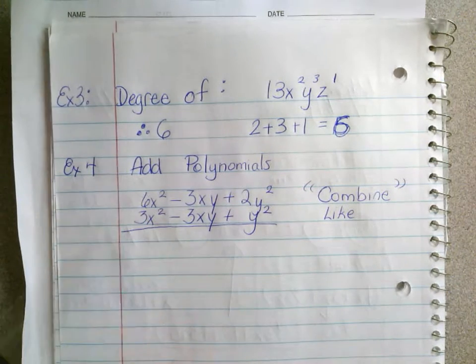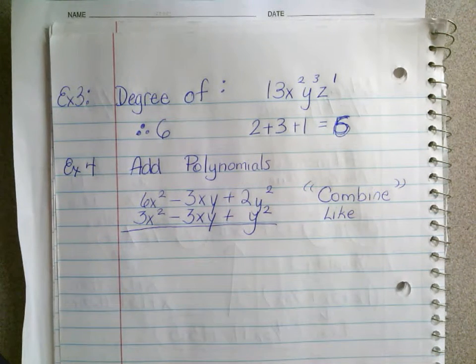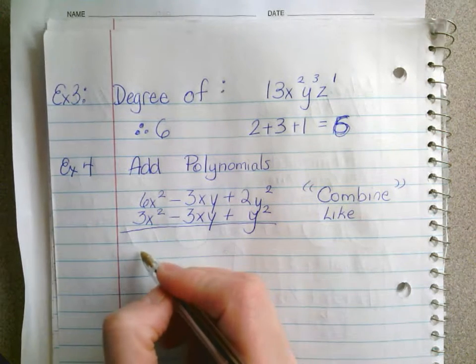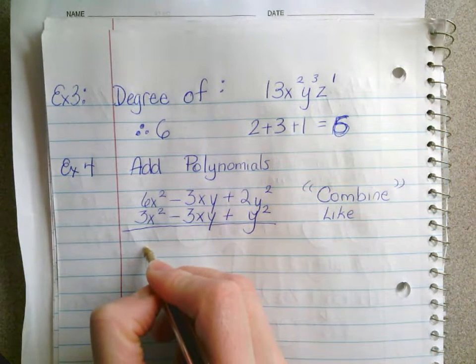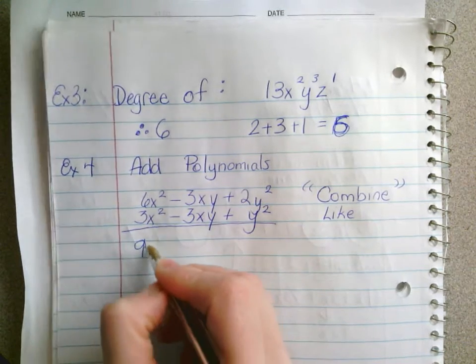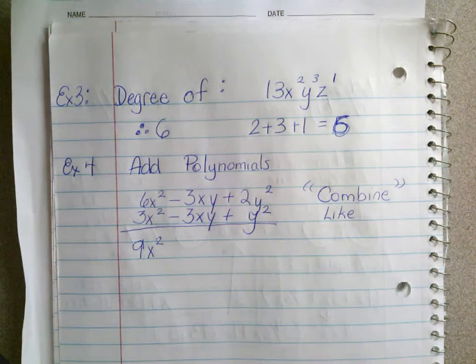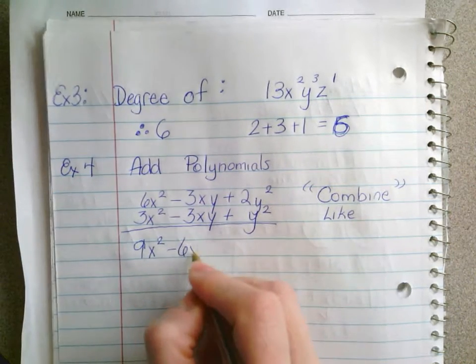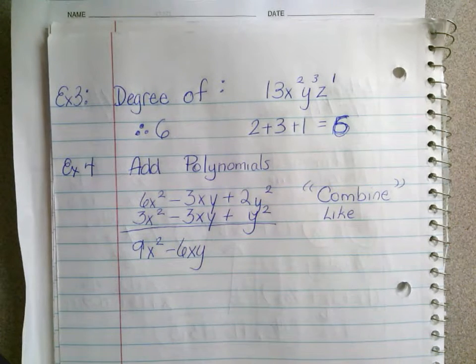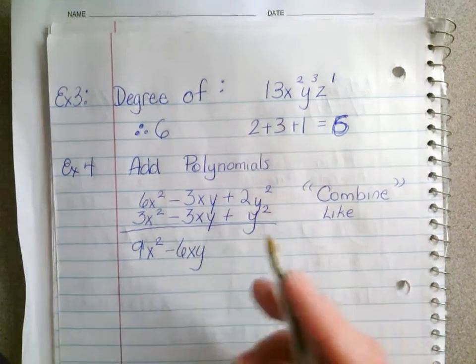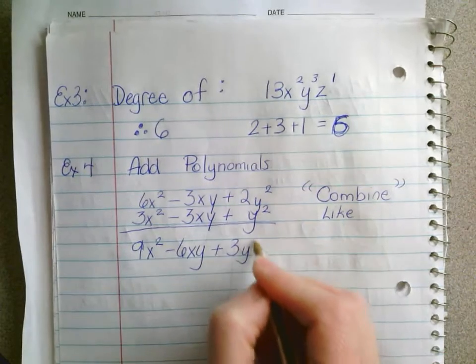The 6 and the 3, lucky for you, are already stacked right on top of each other, and they're the same kind of thing, aren't they? They're x squareds. So after you combine the 6 with the 3, how many x squareds do you end up with? 9. How about the second one? What do you end up with? Good. Negative 6 xy's. How about the last one? 3? 2 and 1. Yep. Okay.